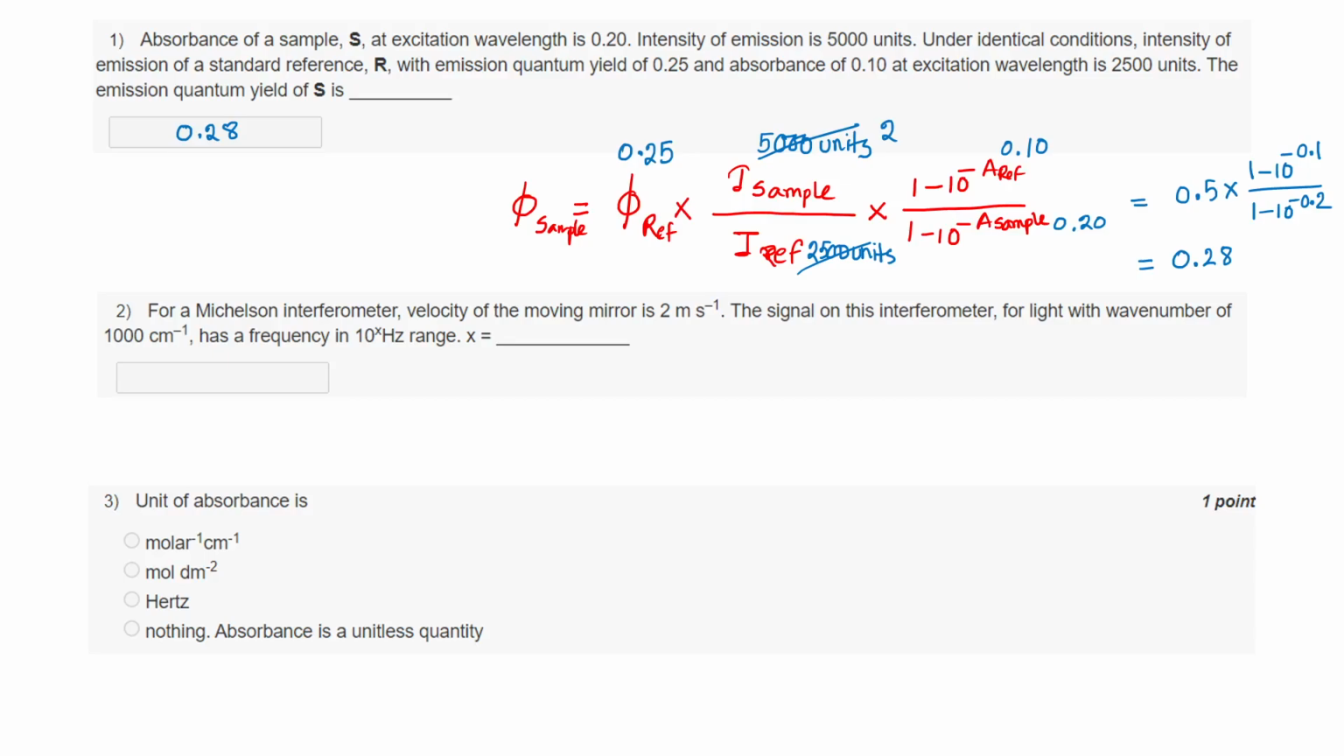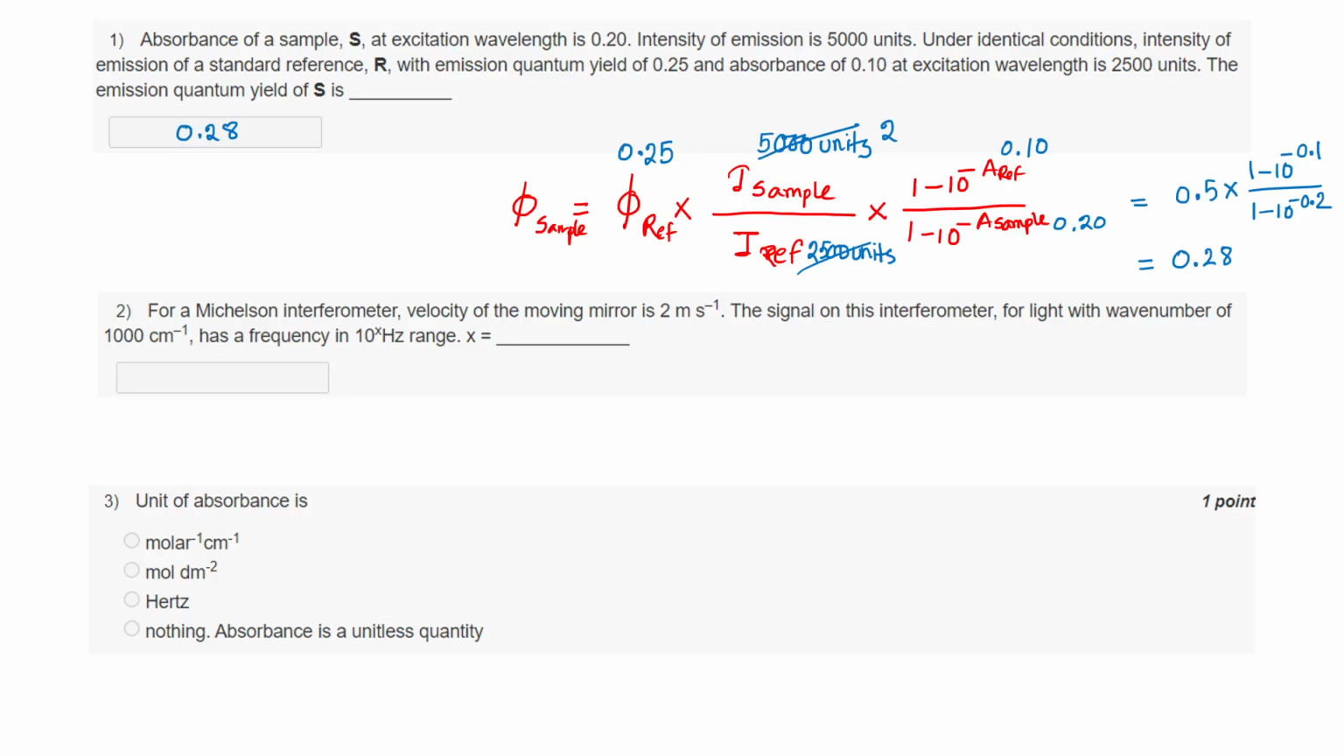But if the absorbance value was less, below 0.04, something like that, then we could have done it. If the absorbance value is small, we can do a Taylor expansion: 10 to the power minus 0.04 would have become 1 minus 0.04.